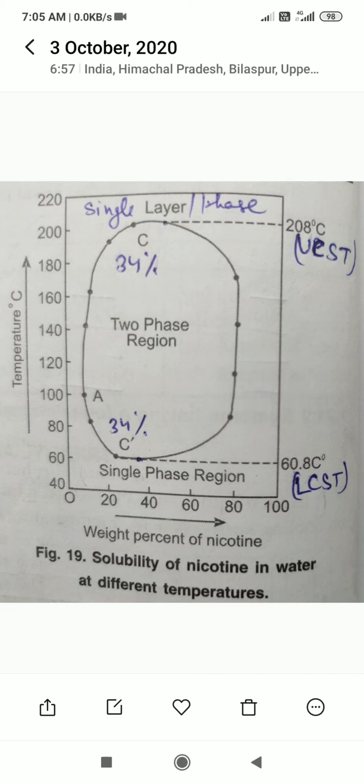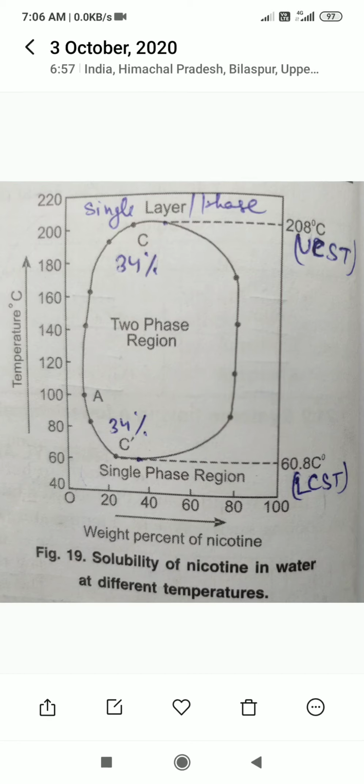Now in this diagram you can see in the closed ring structure two phases will exist, one of nicotine in water and another one of water in nicotine, whereas outside this region only one layer will be there. If we talk at or above 208 degrees Celsius, then it will have only one layer, and below 60.8 degrees Celsius it will also have one layer.